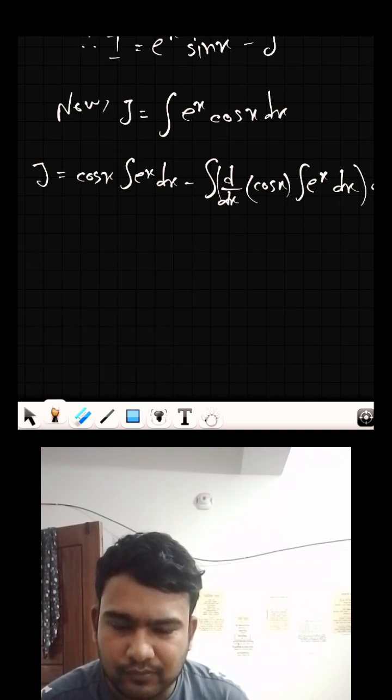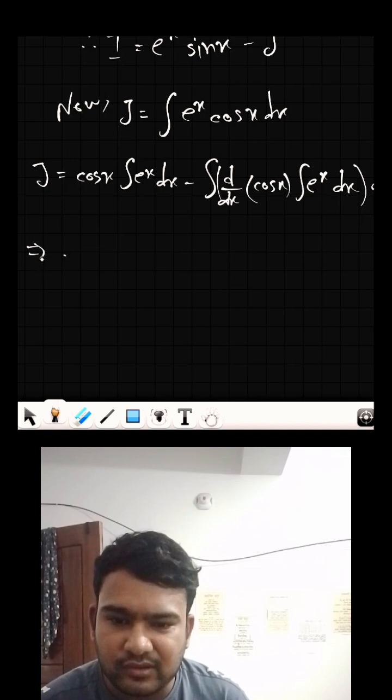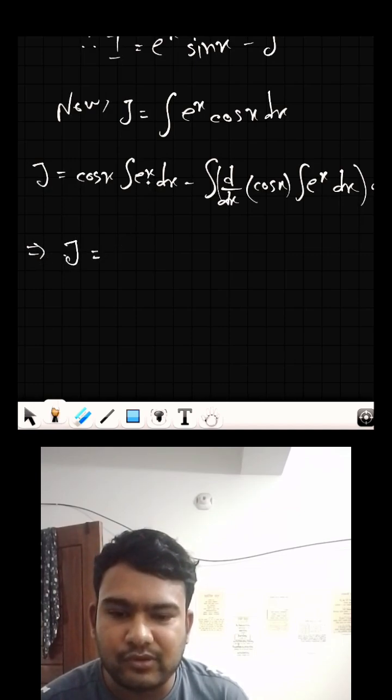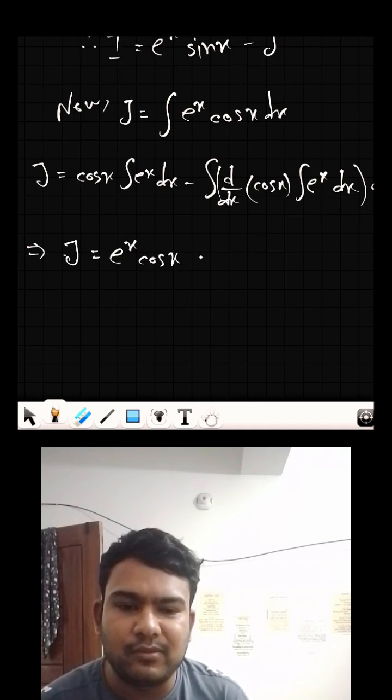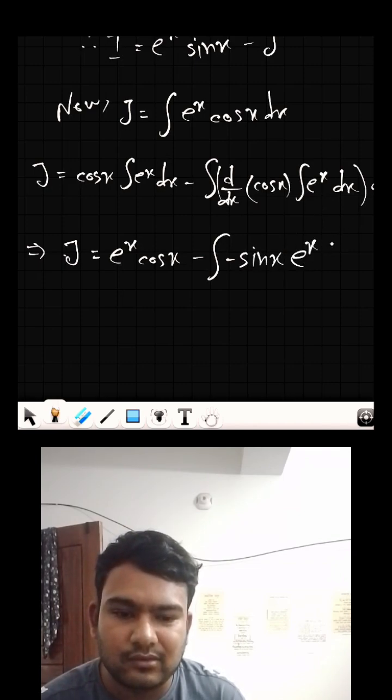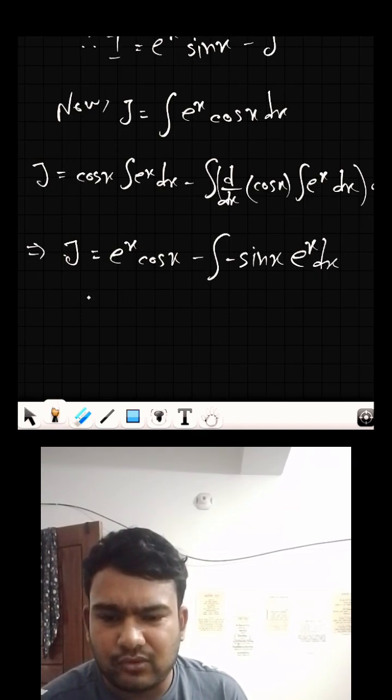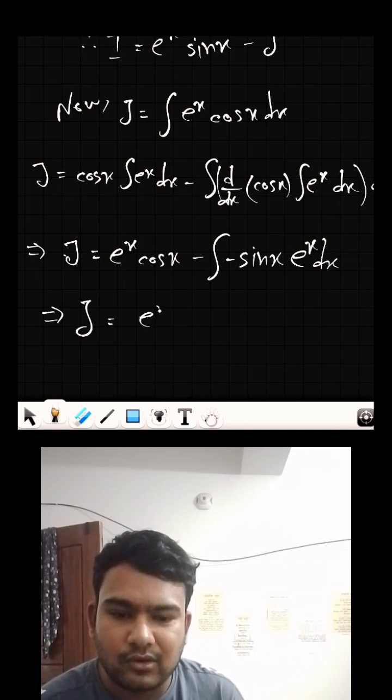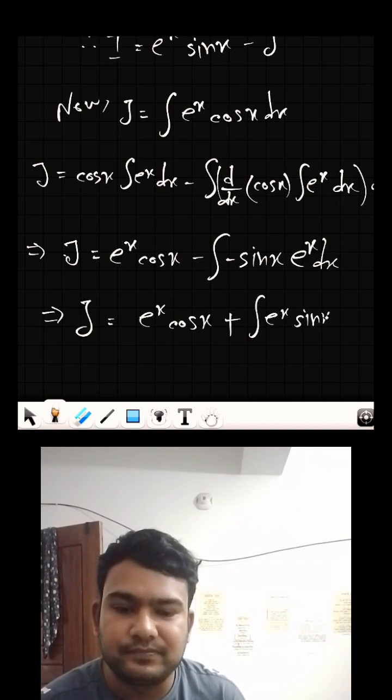So now what will be J? J equals the integral of e to the x is e to the x and cos x minus derivative of cos x is negative sin x, so here negative sin x, and integration of e to the x is e to the x and here is dx. Okay, so J equals e to the x cos x plus integration e to the x sin x and dx.